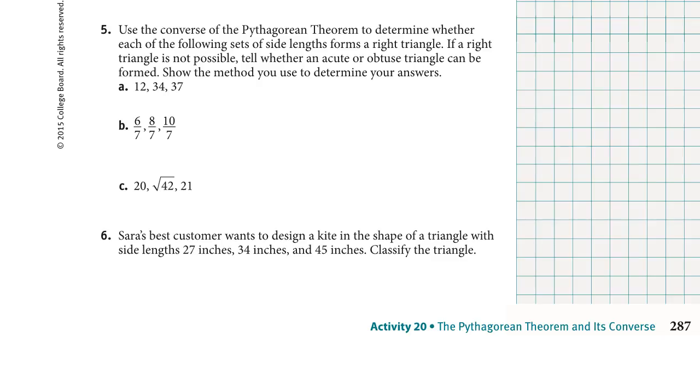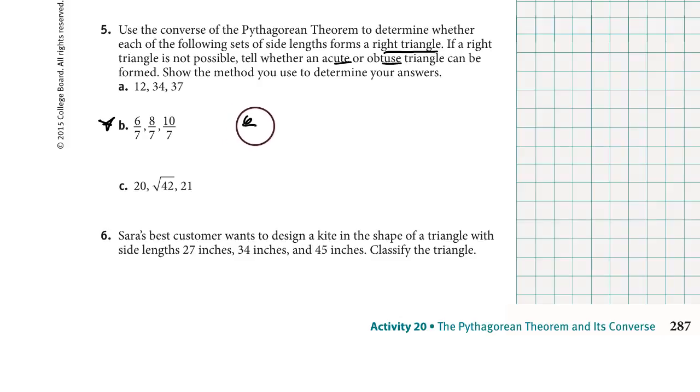Let's skip ahead to question 5 and do another one of these as an example. Use the converse of the Pythagorean theorem to determine whether the following sets of numbers form a right triangle. If a right triangle is not possible, say whether it would make an acute triangle or an obtuse triangle. For example, let's do question B together.